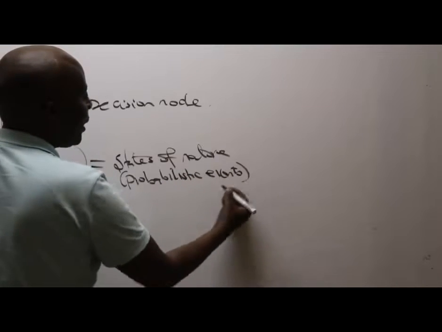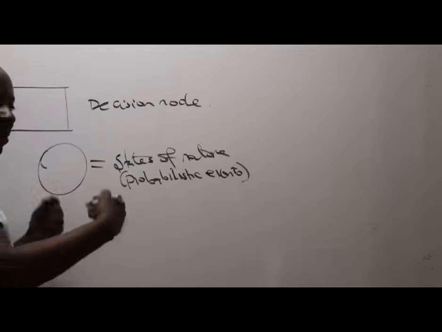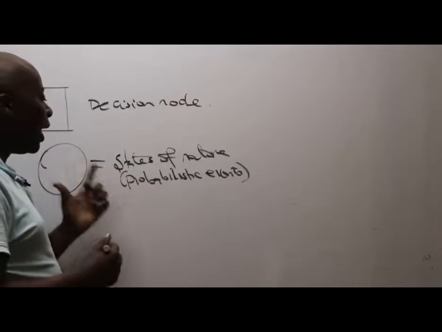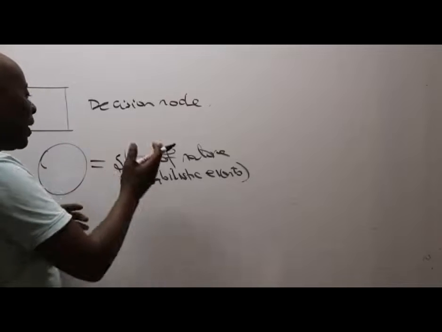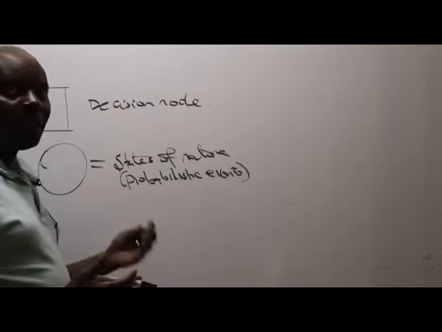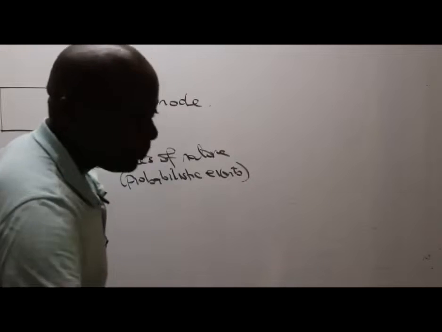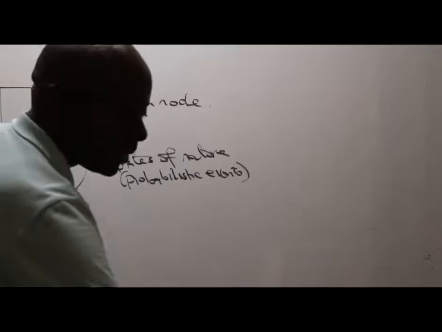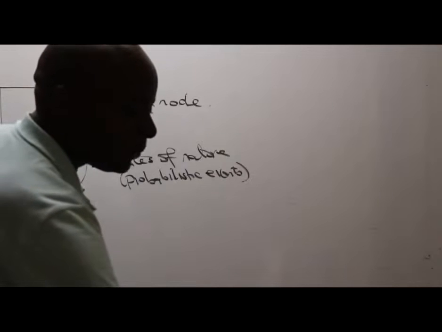All events which have probabilities will always be coming out of a circle, to signify what is uncertain. You know, probabilistic events can go either way. So, ladies and gentlemen, have you been able to put this down? Have you been able to at least capture this down in your notes there?